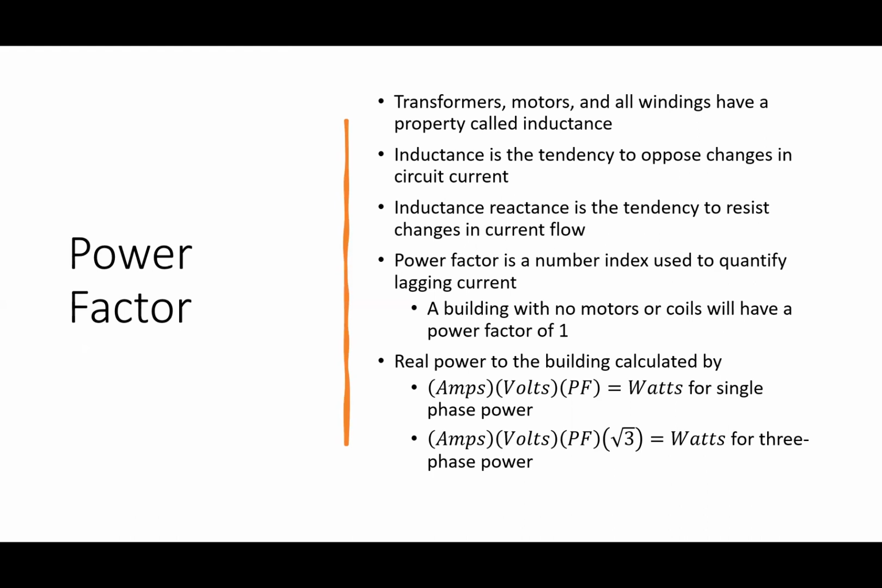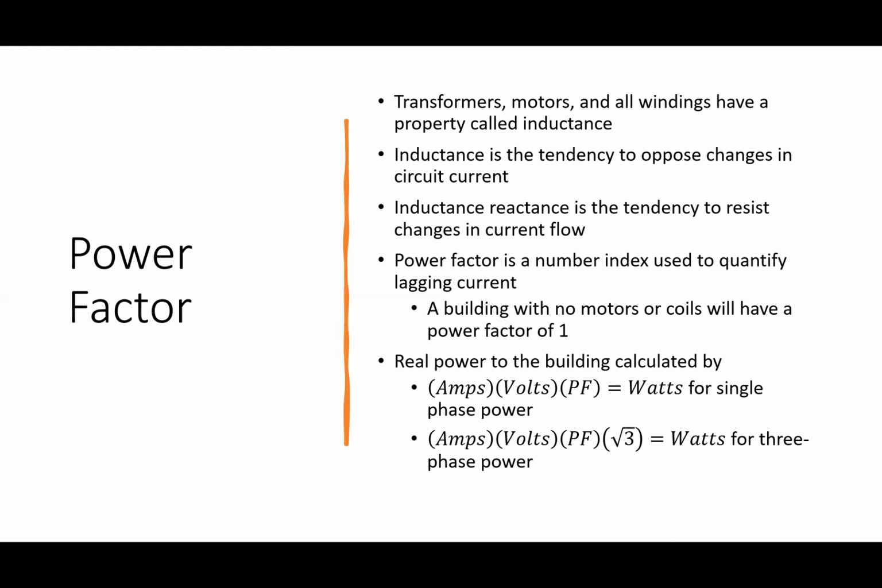This results in a delayed current flow, so the current peaks after the voltage peaks. So basically what we're trying to do is make sure the current and the voltage don't peak at the same time. Now, moving on to the power factor and how it affects us, the power factor is a number index used to quantify lagging currents, what we just talked about, how the current peaks after the voltage. A building with no motors or coils will have a power factor of 1.